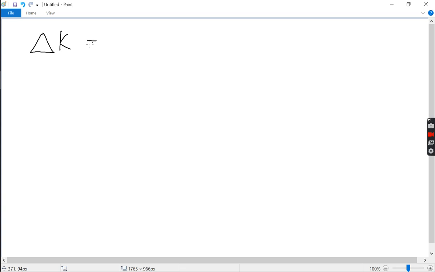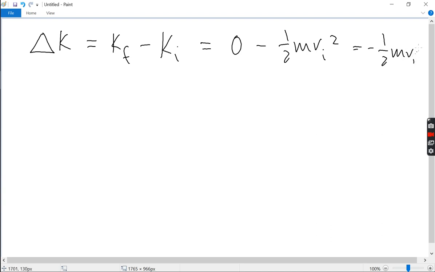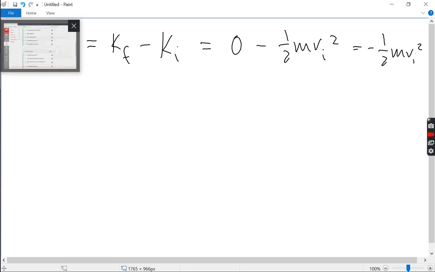So the change in kinetic energy is, as usual, final minus initial, which is 0 minus initial, so the change in kinetic energy is just the negative of what we started with. That's how much kinetic energy we lost.